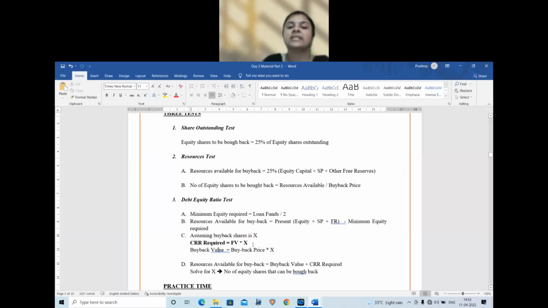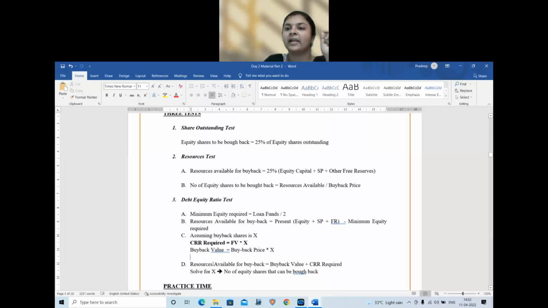Clear with the two formulas so far? Third, assuming the number of buyback shares is X, CRR required is equal to face value into X. So CRR needs to be created. And buyback value is equal to buyback price into X. So if face value is 10 and buyback price is 30, CRR required will be 10x, and buyback value will be 30x.